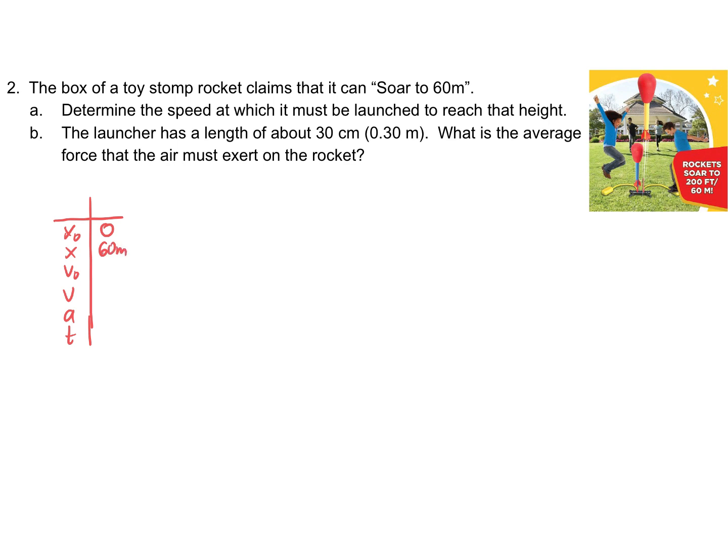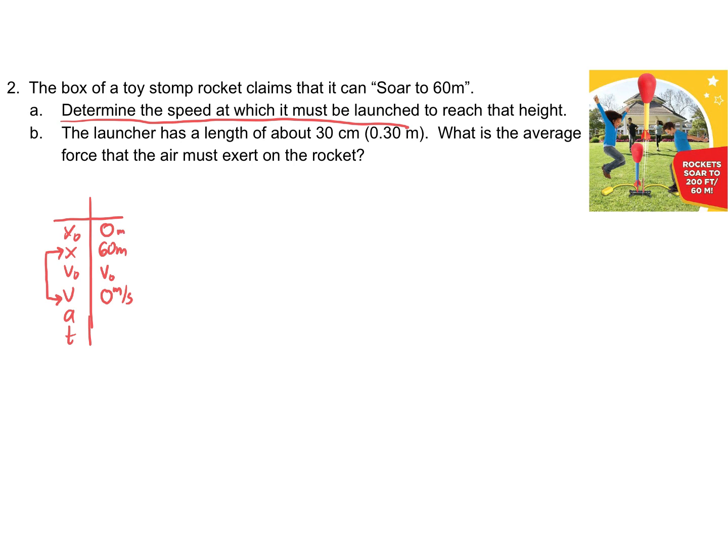We have the initial velocity. That's actually what it's asked for, determine the speed at which it must be launched. So we're trying to find that initial velocity. Now, remember that its maximum height here is 60 meters. If its maximum height is at 60 meters, then we know that the velocity at that point, at the very top, is 0 meters per second. It always is 0 at the very top if there's no sideways motion.